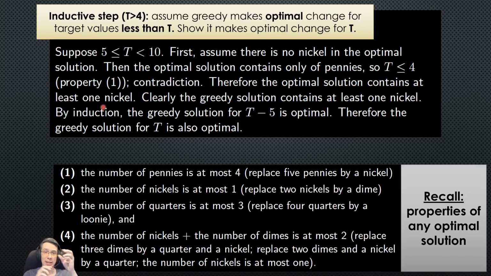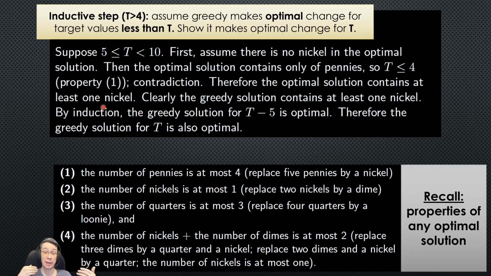So if we remove a nickel from each of those solutions, now we can consider how greedy will solve the rest of the problem for t minus 5, and we can consider how optimal will solve the rest of the problem for t minus 5. We've reduced the problem of optimally solving for t greater than or equal to 5 to the problem of optimally solving for t minus 5.